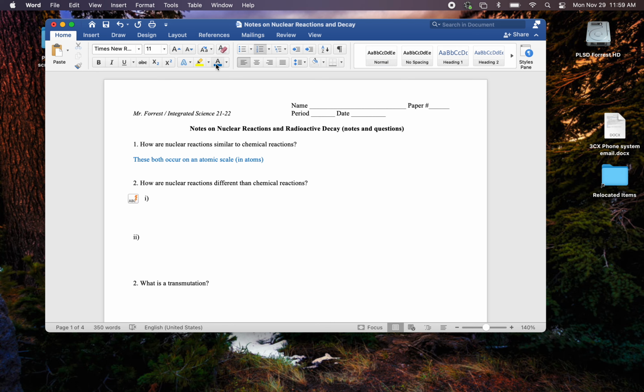Differences here are that nuclear reactions occur in the nucleus of atoms, while chemical reactions involve the valence electrons, which are in the electron cloud.